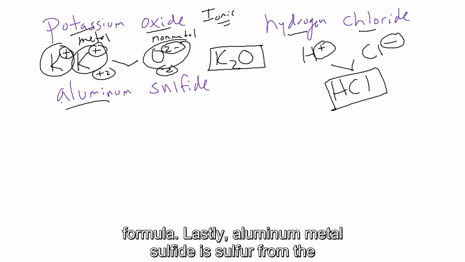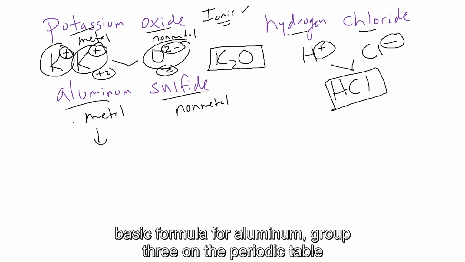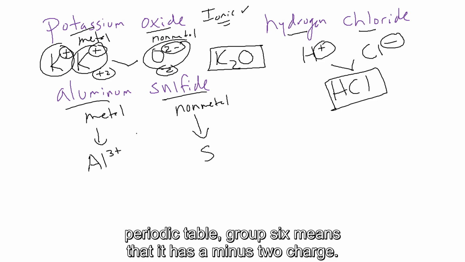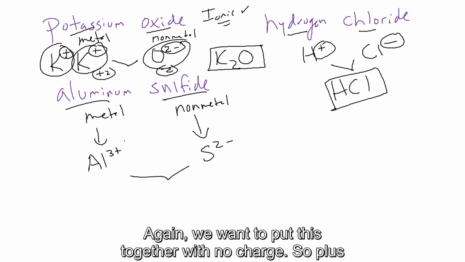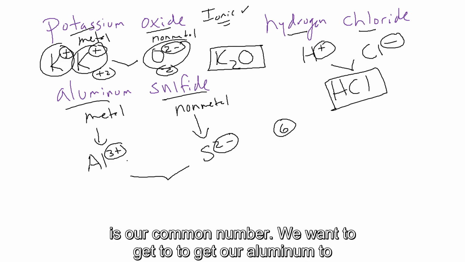Lastly, aluminum, metal. Sulfide is sulfur from the periodic table, non-metal. Again, that tells me ionic. So the basic formula for aluminum, group 3 on the periodic table, means it's got a +3. Sulfide, which is sulfur on the periodic table, group 6, means that it has a -2 charge. Again, we want to put this together with no charge. So +3 and -2 is 6 if you multiply that together. So 6 is our common number we want to get to.